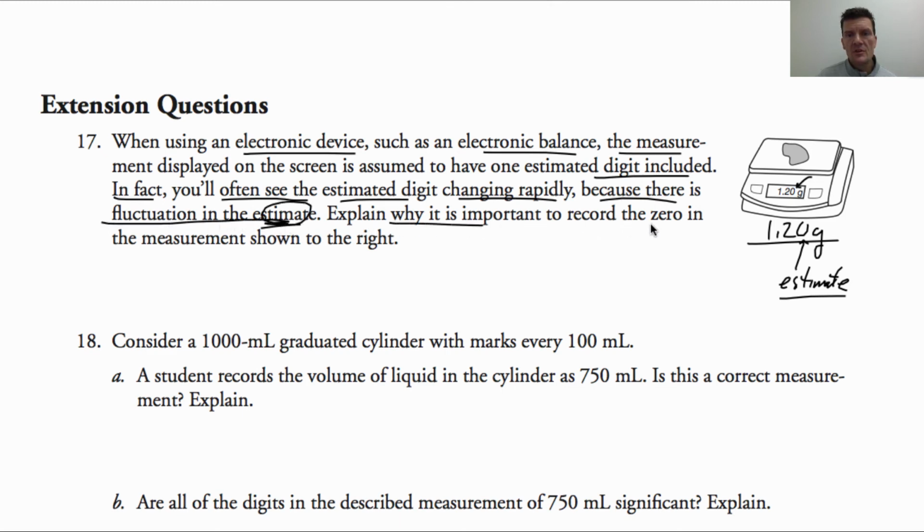Explain why it is important to record the 0 in the measurement shown to the right. So in this one here, number 17, we're going to record that 0 because it is one of the significant digits. You need to record that 0 because it is the estimated value that is allowable. It is required, actually. The balance is pretty certain that it's at least 1.2, but then this last hundredth of a unit is uncertain, but you're still going to record it. So 1.20 grams is going to be your recorded value.